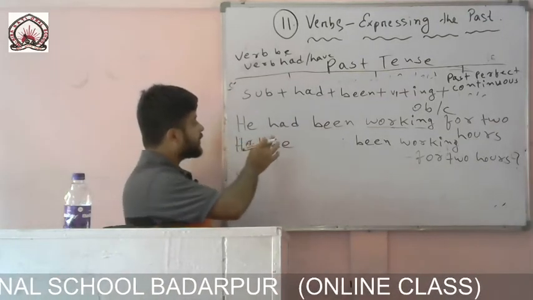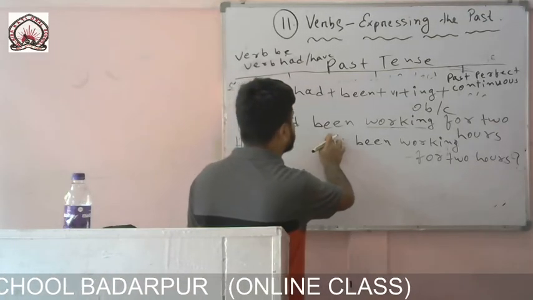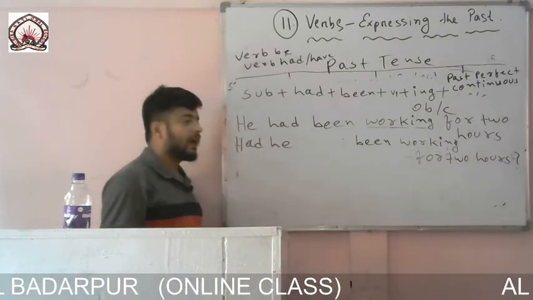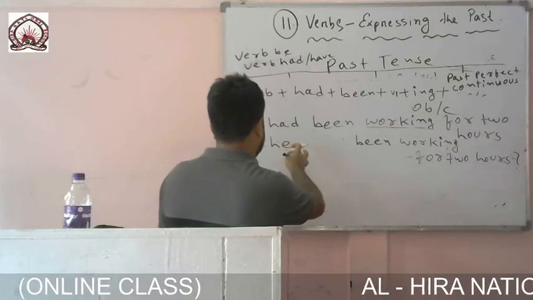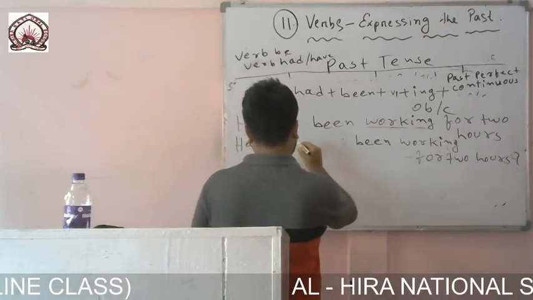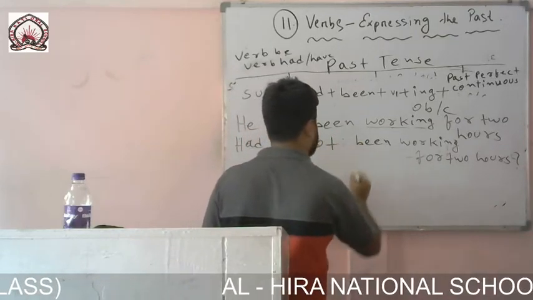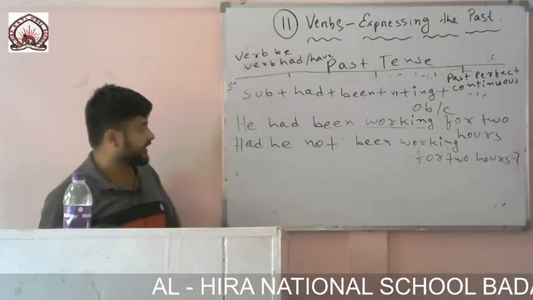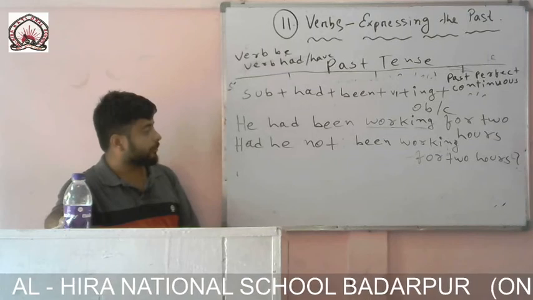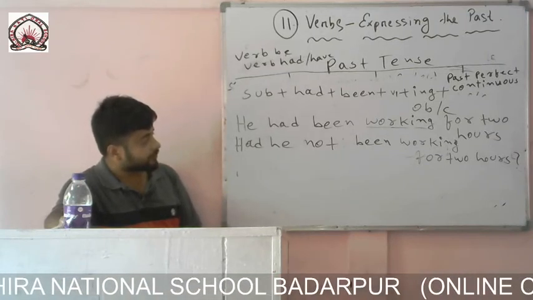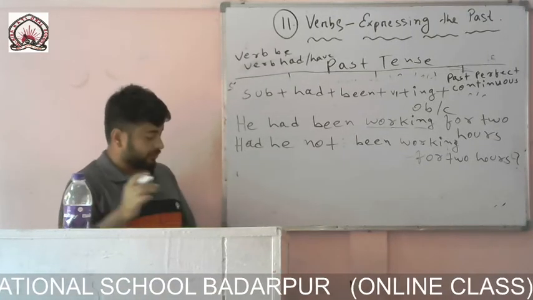Then if I want to change this sentence into interrogative negative, then how do I have to change? Had he, then after had he, what do we have to put? Had he not been working for 2 hours? Had he not been working for 2 hours?